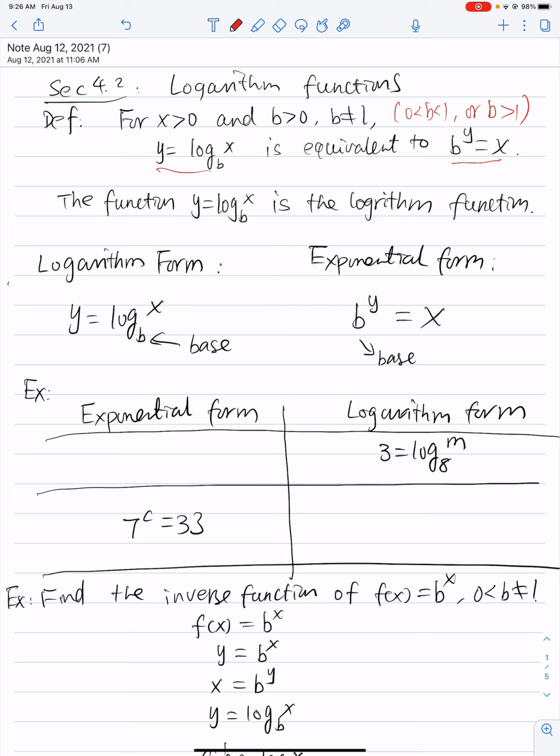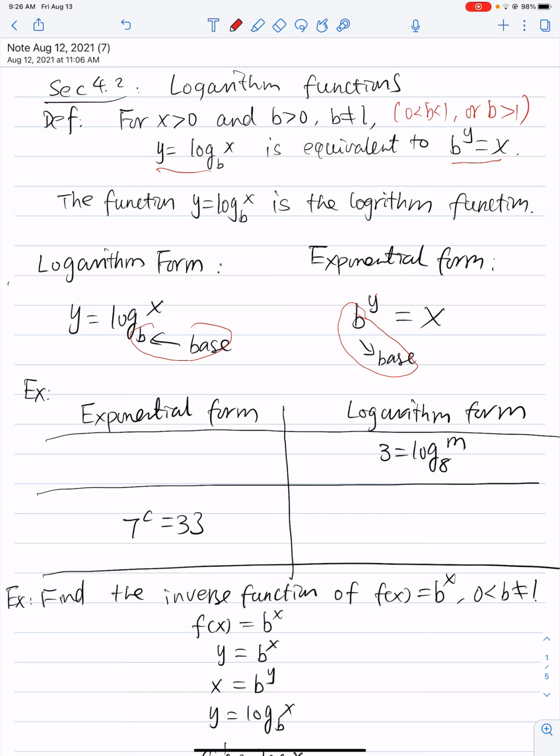Okay, so similarly, we will have two forms, logarithm form and exponential form. Log_b x = y, b^y = x. Okay, so how could you remember this? You have the base is the same. Both have the base b. And what will you do? You could exchange x and y. Then it will be the two different forms.